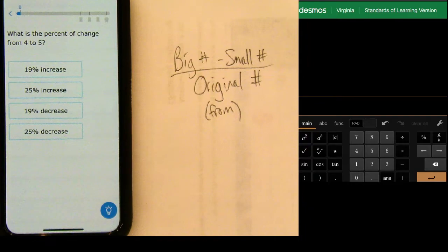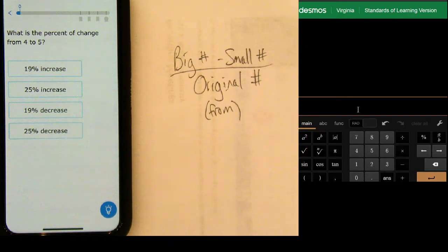So let me slide this over there. And in Desmos, I can type it in how I want. I can type out my formula like this: the big number minus the small number, and I'm going to divide all of that. Let's try it from the start. So let's do big number minus that small number, and I would like to divide by the original. Again, if you need to move it around carefully, that is okay.